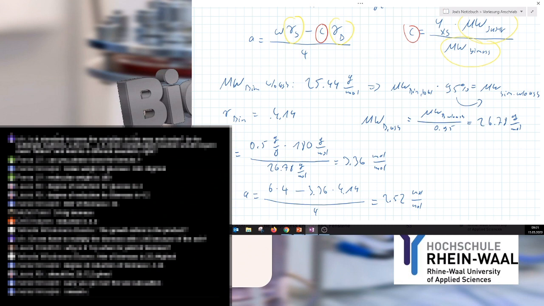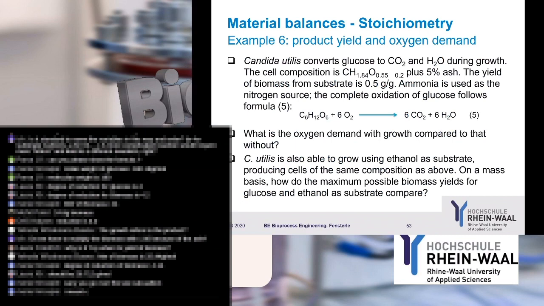Can you go over the last calculation? You meant C. Okay, just in a second. So this means with growth we need 2.52 mole oxygen. Without growth, well, it's simple. It's directly in the equation. Without growth, we need 6 moles of oxygen. So 6 moles of oxygen is required without growth, because this comes simply from this stoichiometric equation.